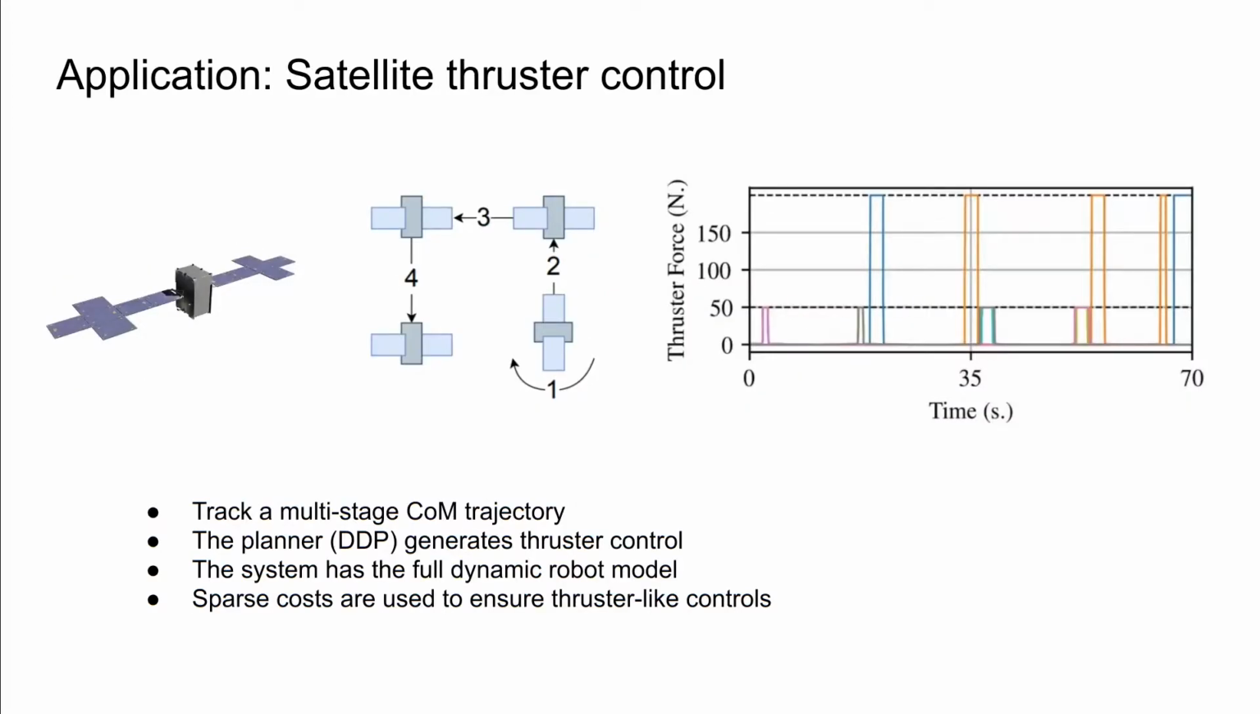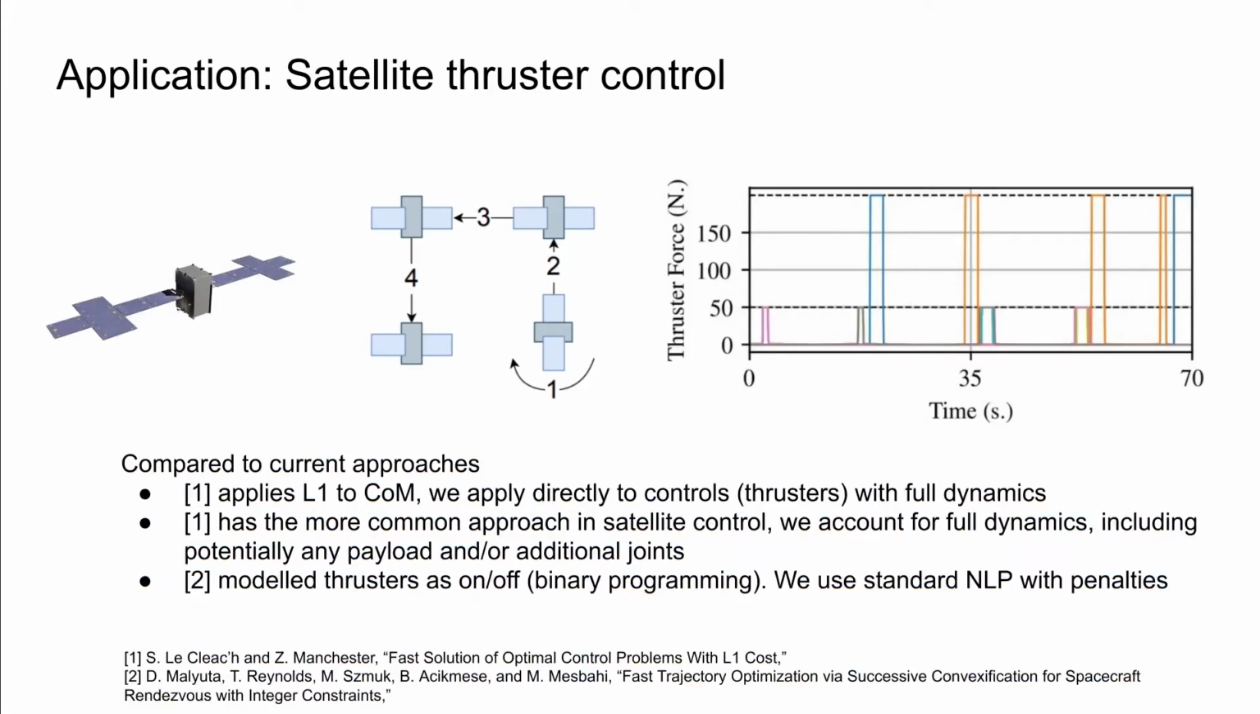Here we show the result of a tuned optimization on the satellite task. We track a center of mass trajectory, however we plan with full rigid body dynamics and sparse L1 penalties on controls, and we can see that we achieve the desired thruster profile with peaks when the thrusters are active and zeros where they're off. Now we have two types of thrusters with two different control limits, and we can see the corresponding peaks of those control limits.